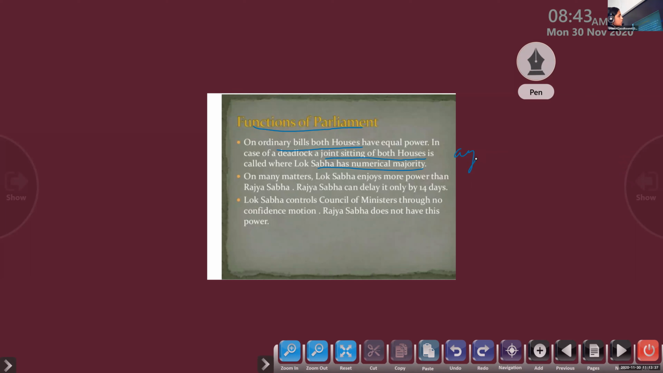Okay. So in an ordinary bill, both Lok Sabha and Rajya Sabha have equal powers. And in case of a deadlock, a joint sitting of both houses is called, where Lok Sabha has a numerical majority. Then on many matters, on money matters, Lok Sabha enjoys more power than Rajya Sabha.